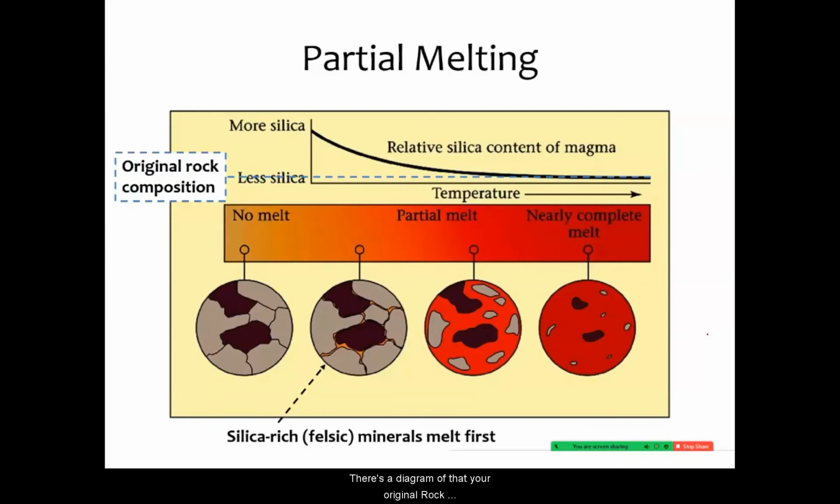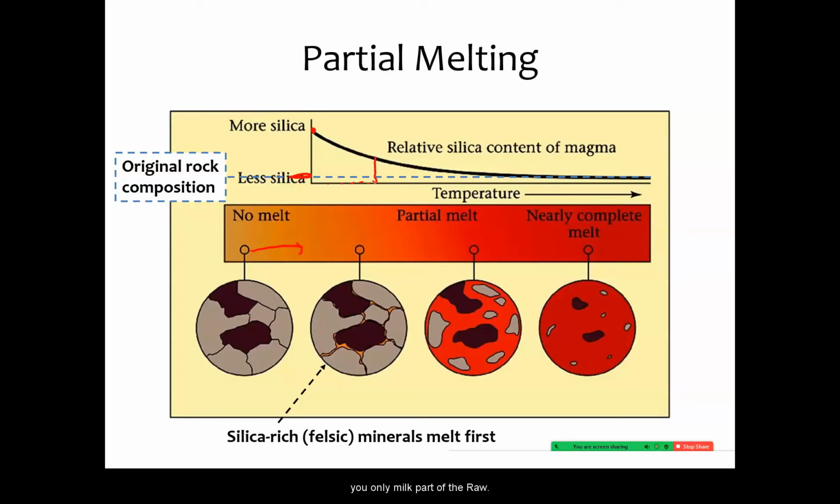Here's a diagram of that. Your original rock composition is here on the silica axis with less silica, right? You started with something mafic maybe. As you started to melt it, the melt that forms at the very beginning, there's only a tiny bit of it, is going to be very high in silica. And as you melt more of the rock, it's going to become slightly lower over time.